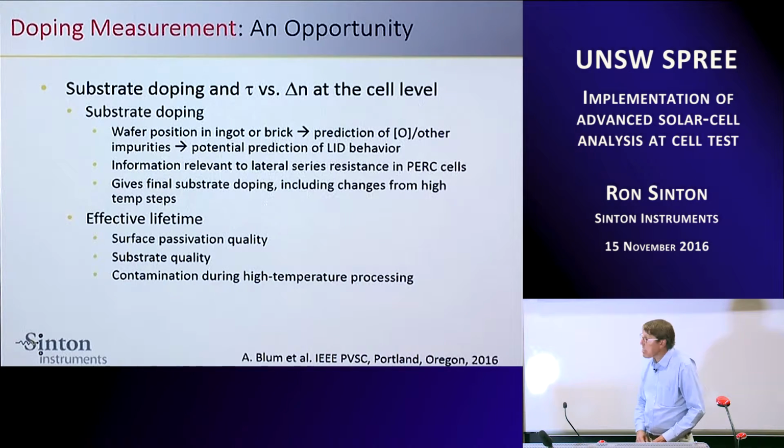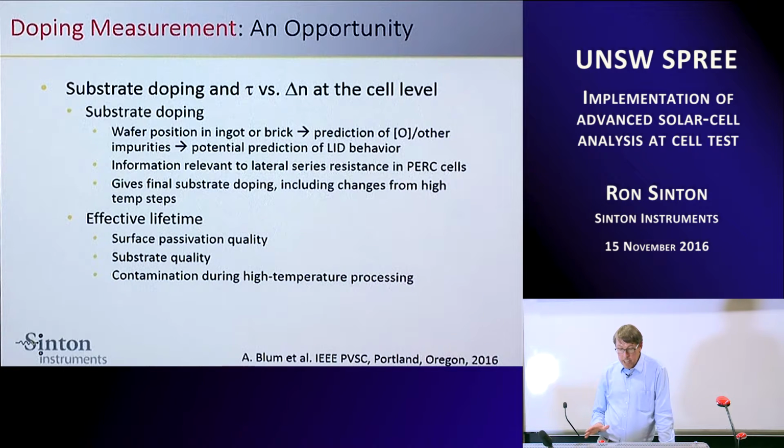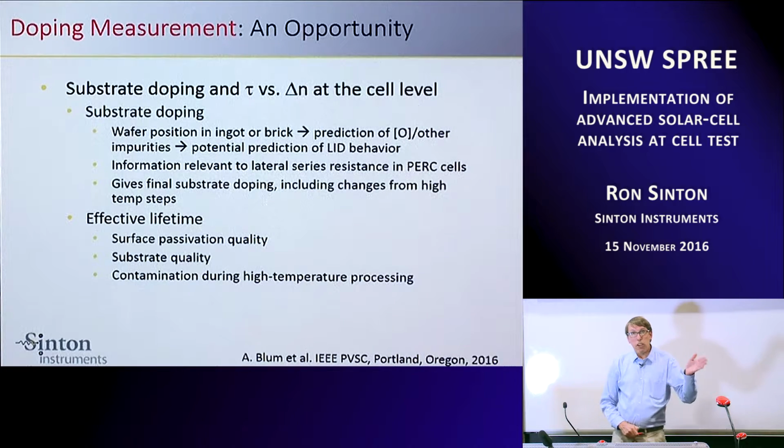And so what we're going to look at is the substrate doping versus lifetime, and lifetime versus delta N at the cell level. And the reason you might want to do this is because the substrate doping can give you a proxy of where the wafer came from in the ingot and the brick. So you can reconstruct the ingot or brick position in a sense without having to track it with an ID all the way through the process.